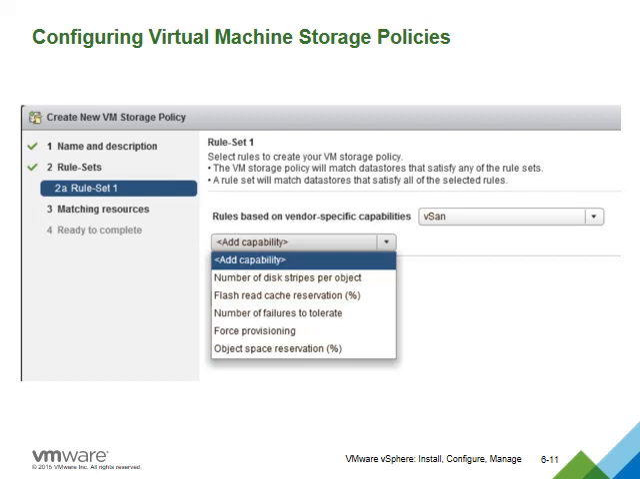Configuring virtual machine storage policies. So here we are in the wizard for creating new VM storage policies. We give it a rule set based on the capabilities of vSAN. We can add a capability, whether it be the number of disk stripes per object, the flash read cache reservation, number of failures to tolerate, type of provisioning we want to force, and the object space reservation. The capabilities of the VM storage policies reflect the level of redundant array of independent nodes, RAIN, support that they offer. Storage policies define how objects are configured to offer availability.